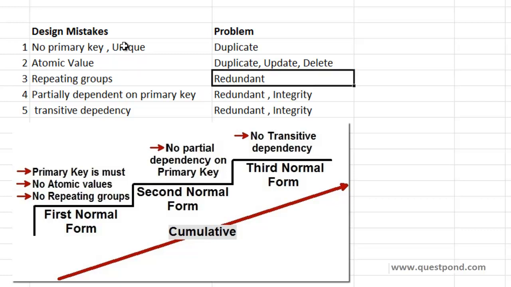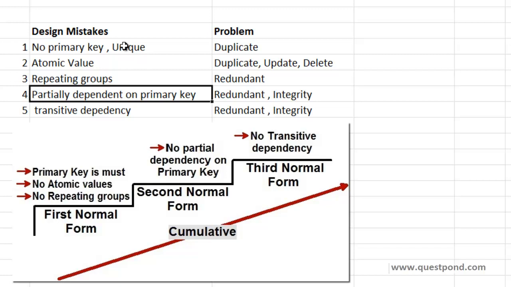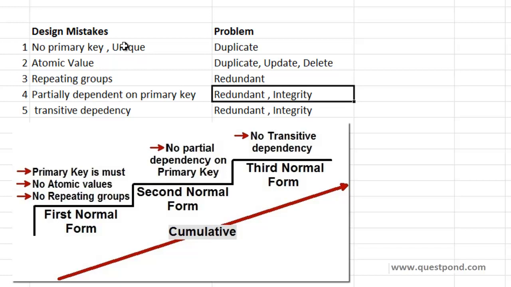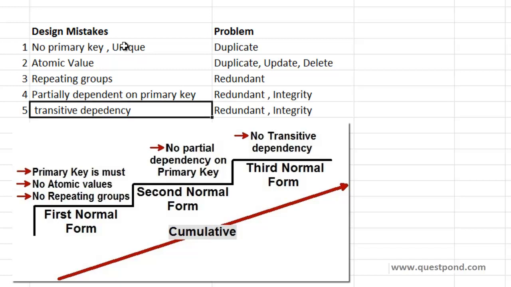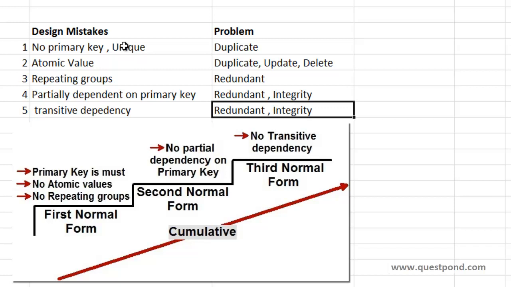Remember, product 1, product 2, product 3, some things were null, some things were not null, right? Partially dependent on primary key, again here we can have redundant issues and integrity issues. And then transitive dependency, wherein one non-key column depends on another non-key column. So rather than depending on the primary key, these non-key columns are dependent on another non-key column. So in that case, again, we have redundant and integrity issues.